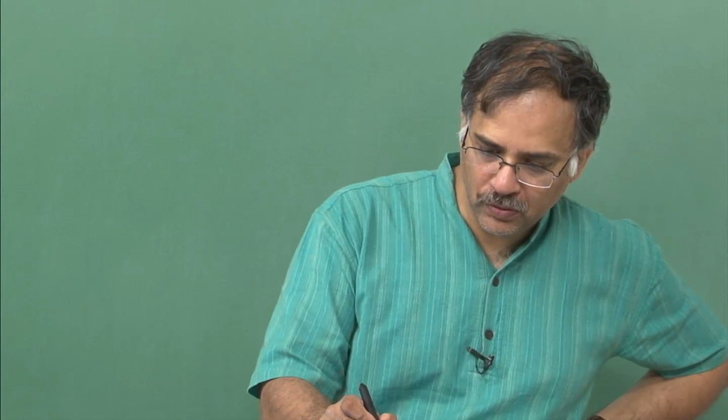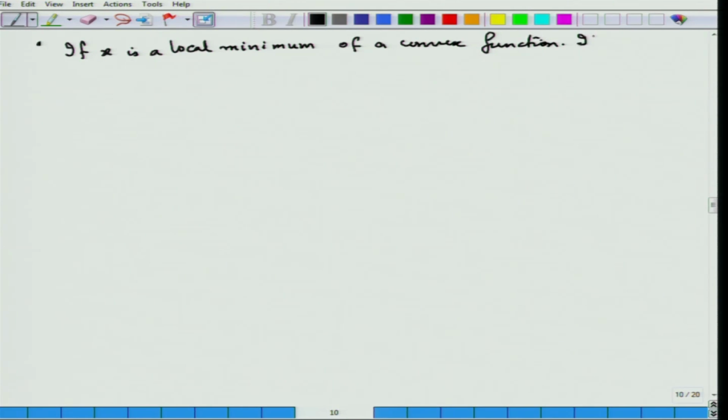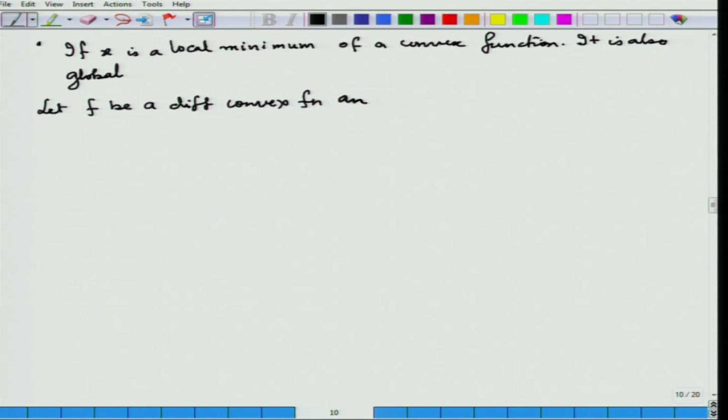Now, a very important issue from an optimization point of view. We know that if x is a local minimum of a convex function, it is also global. Now, let f be a differentiable convex function, and x bar be a local minimum.